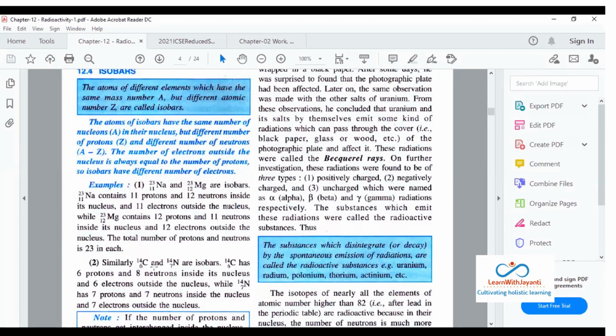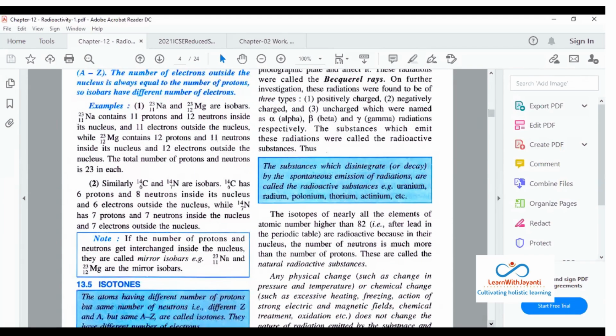Another example is carbon and nitrogen. So the radioisotope of carbon and the normal isotope of nitrogen, they are isobars. Carbon has 6 protons and 8 neutrons, whereas nitrogen has 7 protons and 7 neutrons. So these are the examples you need to remember.